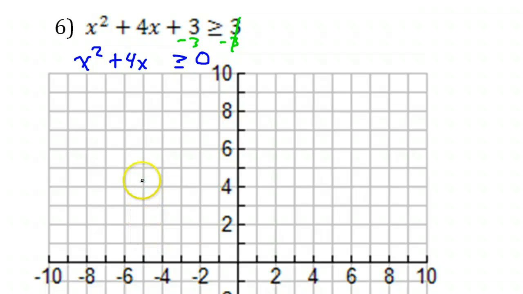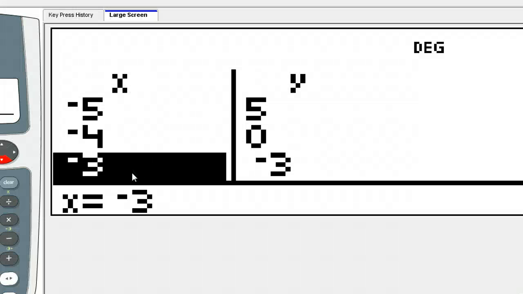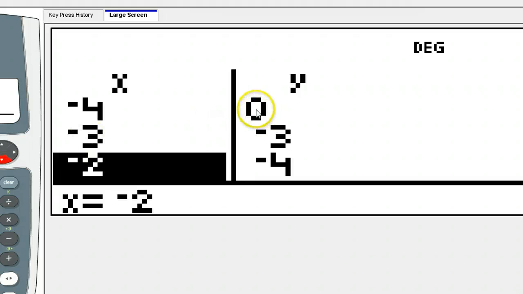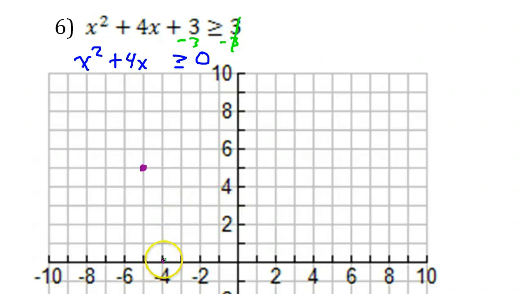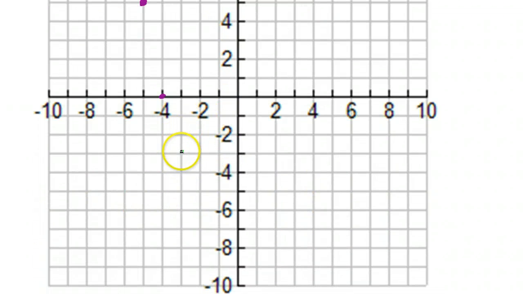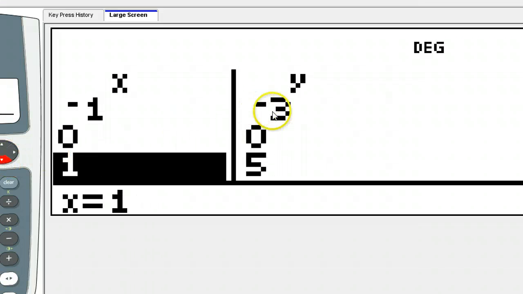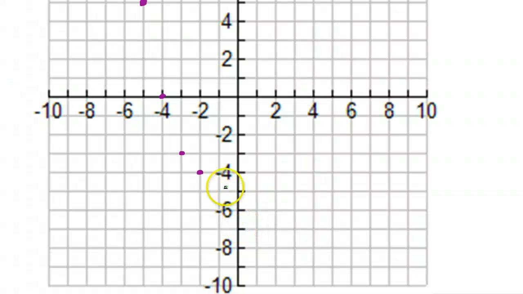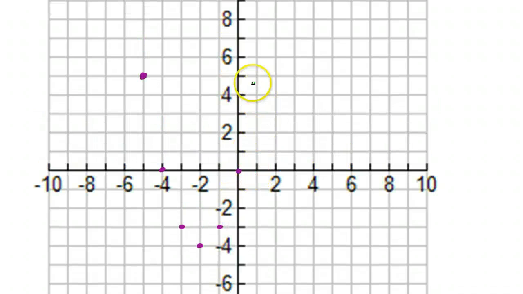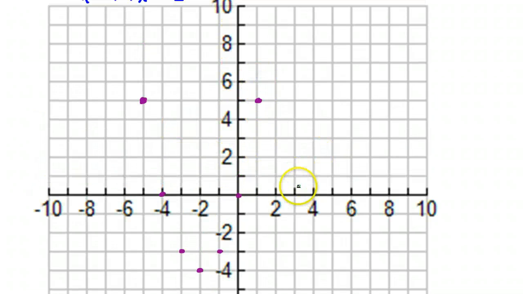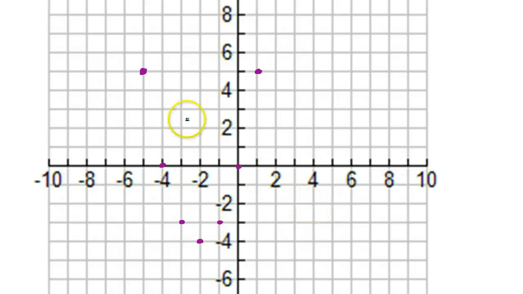There's -5, and here's 5. Okay, and after that I have 0, -3, -4. So 0, -3, -4. And then after that I have -3, 0, 5. Okay, and you can bet because of the mirror images, the next point is also off the graph. So let's go ahead and graph.